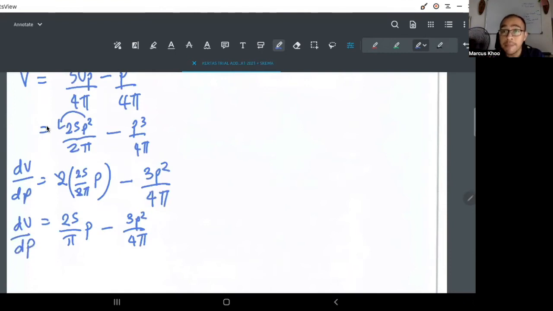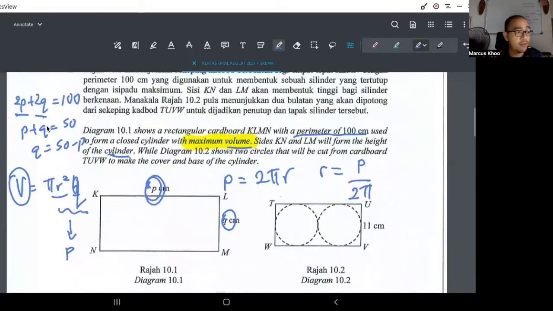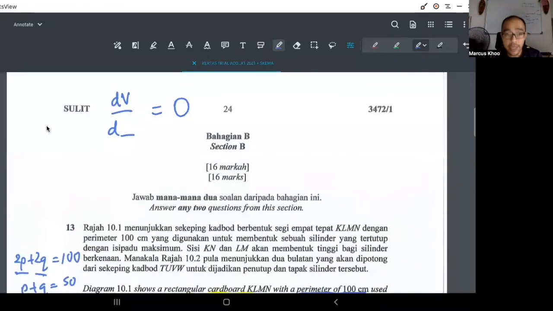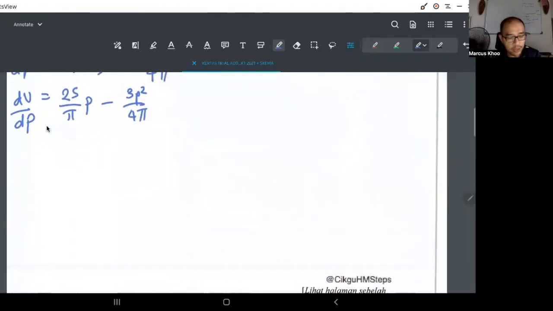Now, at maximum volume, which is what the question wants, at maximum volume I said that dV/dp is equal to 0. So if I do dV/dp equals 0, let me bring this up: 25 over pi p minus 3p squared over 4 pi. You can simplify this.